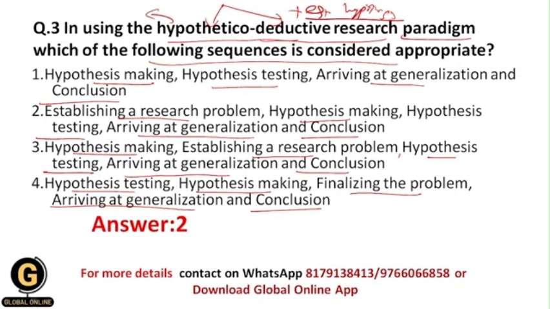Okay, and that's why in this basic research paradigm, you need to first of all formulate the hypothesis, which is the mandatory thing, and the second thing is that deductive means basically you are going to test the hypothesis. That's why your correct answer should be 2, that is this one.